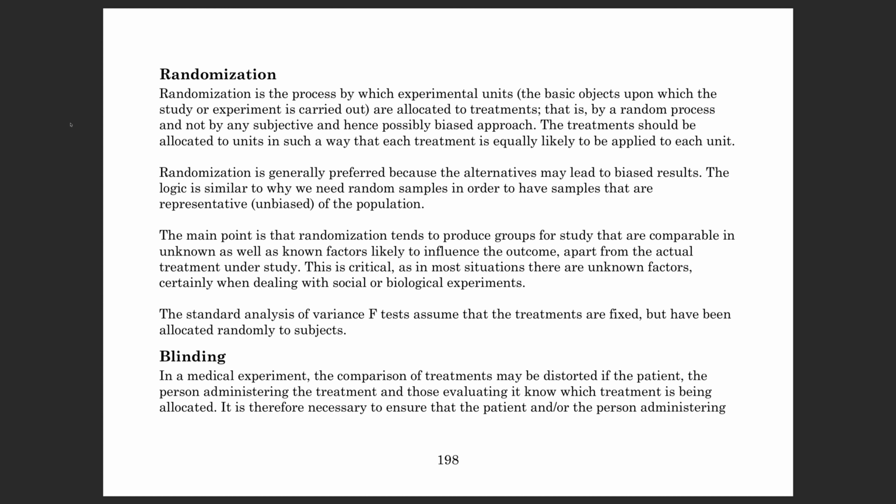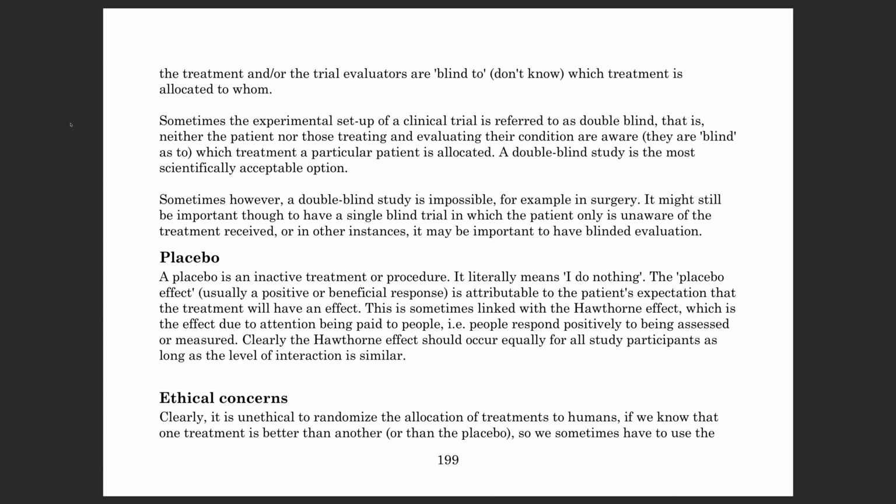So, blinding. Particularly in a medical experiment, the comparison of treatments may be distorted if the patient, the person administering the treatment, or those evaluating it know which treatment is being allocated. So it's therefore necessary to ensure that the patient and or the person administering it and the trial evaluators are blind to which treatment is allocated to whom. Blind to means they don't know. So this is not just medical, but actually any situation where we're doing a randomized trial. So sometimes the experimental setup of a clinical trial is referred to as double-blind.